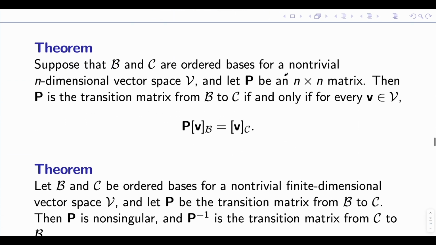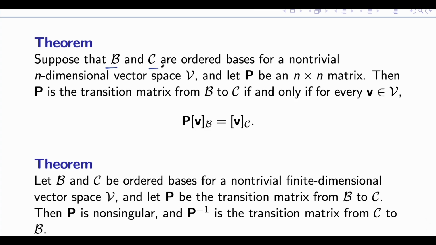Suppose B and C are ordered bases for a non-trivial n-dimensional vector space V, and P is an n cross n matrix. Then P is the transition matrix from B to C if and only if for every vector V we can always find the coordinatization. A given vector V, with its coordinatization in terms of B, is multiplied with the transition matrix to reach the coordinatization with respect to the new basis C.